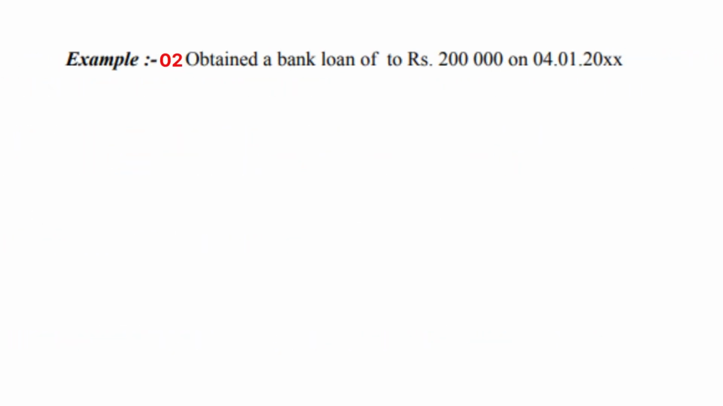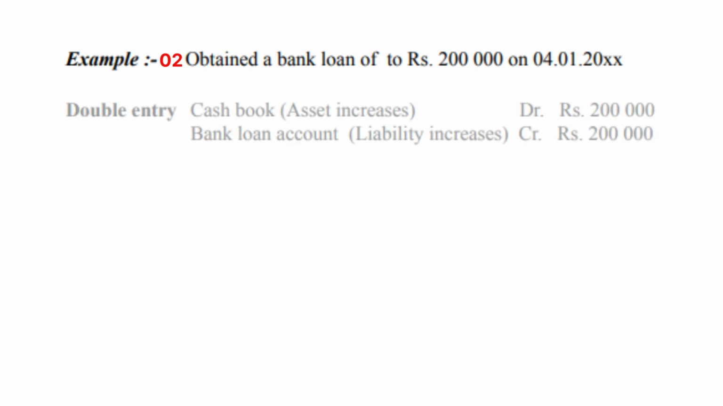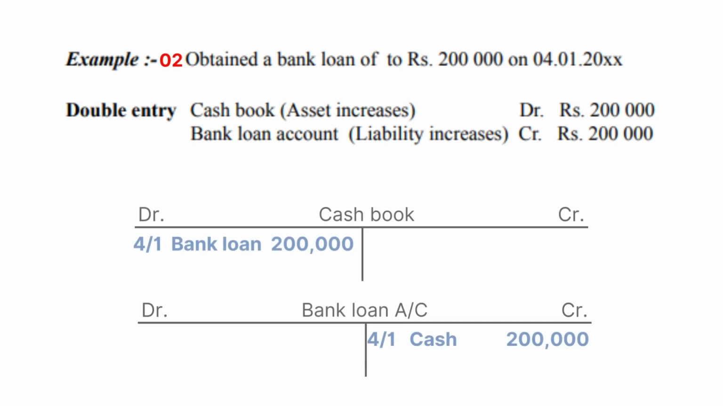Obtained a bank loan of Rs 200,000 on 4th of January. Double entry is, cash account debit Rs 500,000, bank loan account credit Rs 500,000. It's because bank loan is received as cash to the business. So we are receiving an asset worth Rs 200,000, so it's debited by Rs 200,000 in the cash account.